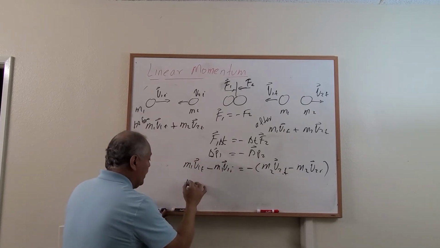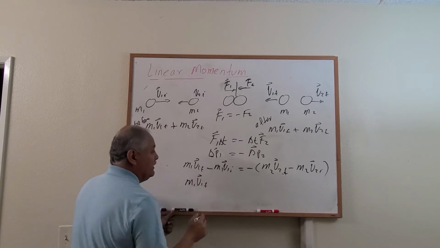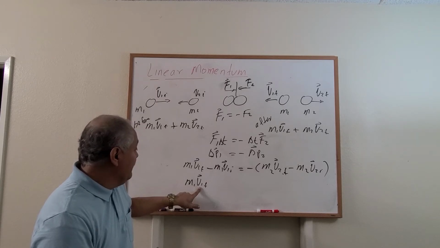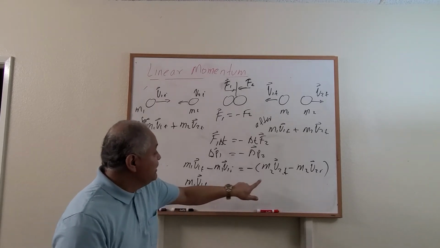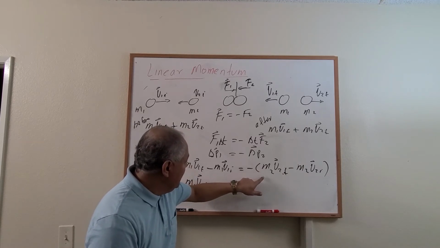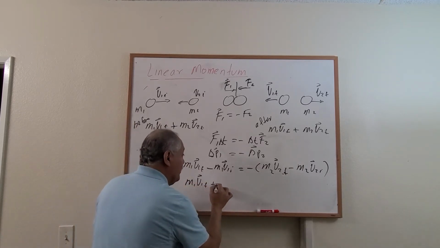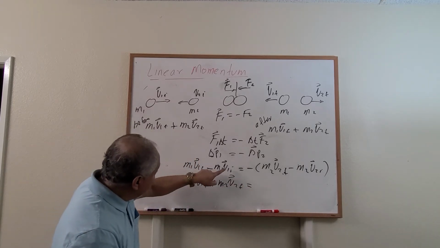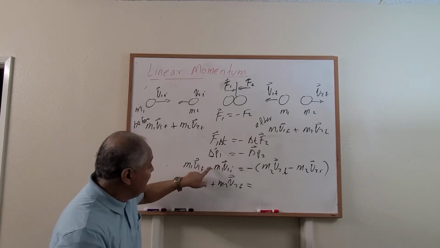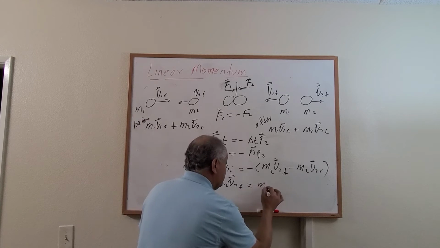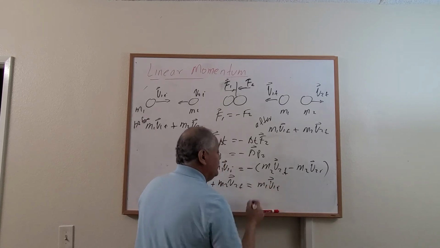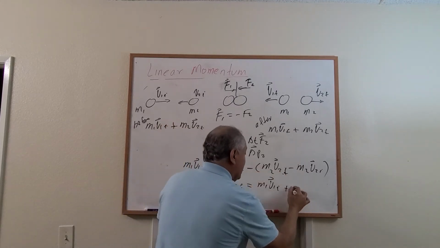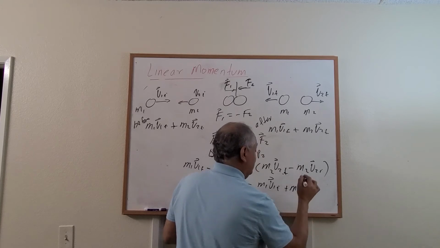So what do we have right here? We have m1 v1 final, and the term with the final velocity of particle 2 becomes positive on this side, plus m2 v2 final, equals, look, this term is negative so it becomes positive on the other side, m1 v1 initial. And minus times minus is positive, plus m2 v2 initial.